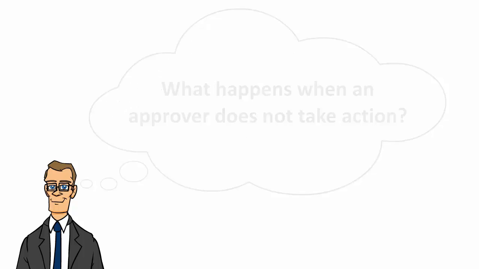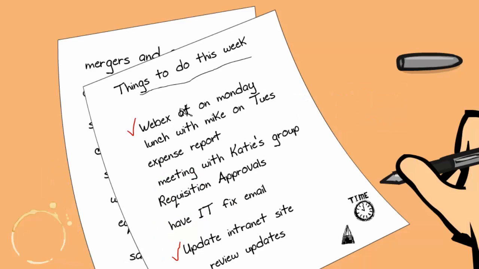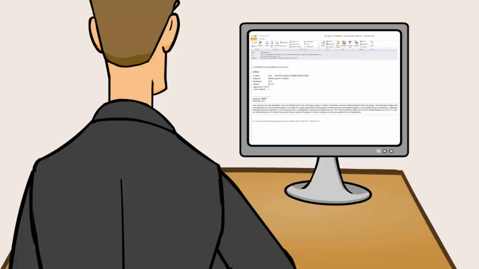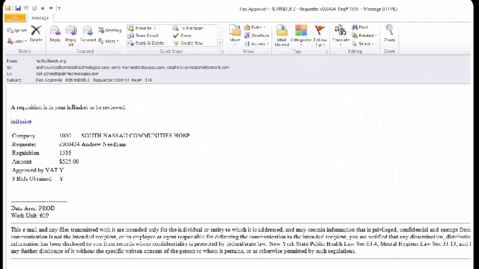What happens when an approver does not take action? First off, escalation of a requisition will not be allowed anywhere in the flow. Once a requisition is submitted, it will sit in the approver's in-basket for 72 hours. If after 72 hours no action is taken, a first reminder will be sent to the approver, and the requester will be copied on the reminder.